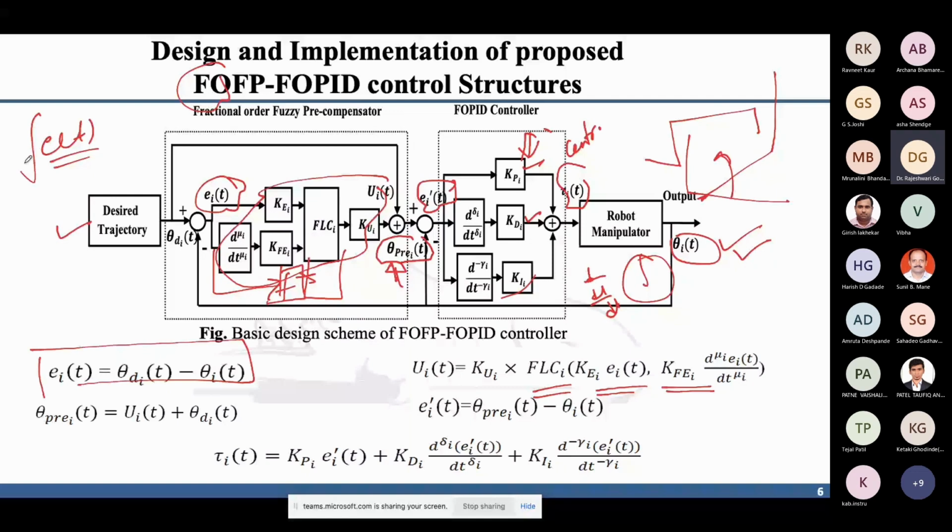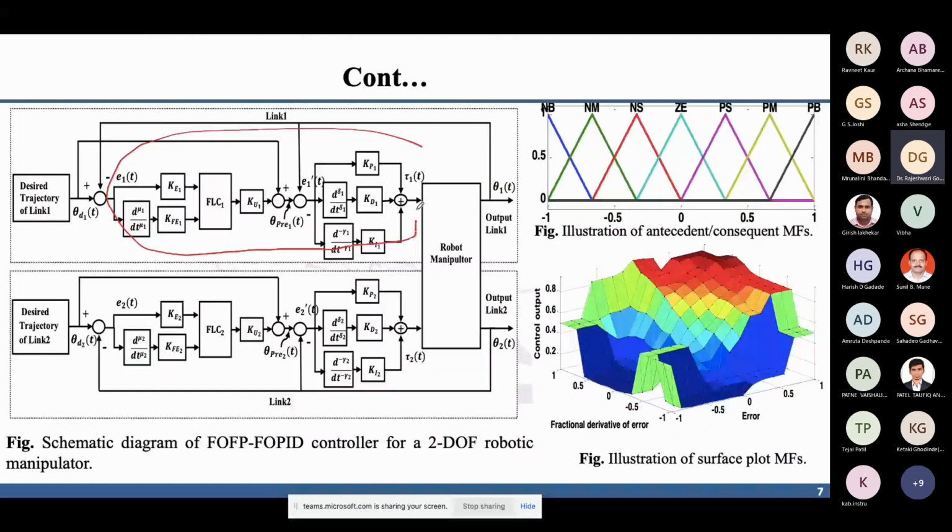Here you can see the error, and this error is fed to the controller, the PID controller. This is your robot, the one we have seen. If we zoom into this part, we get this type of structure. For the first link we have to make one separate controller, and for the second link we make another separate controller, and apply them to the robot manipulator.